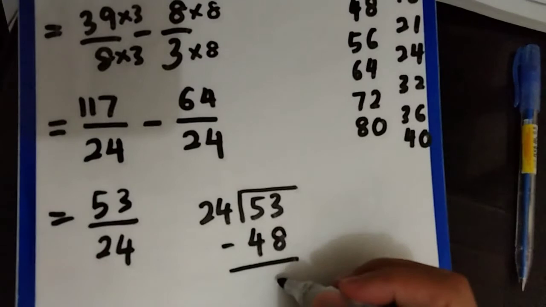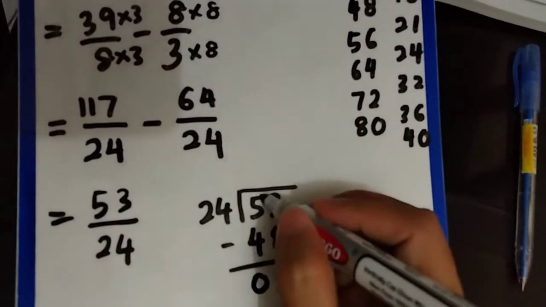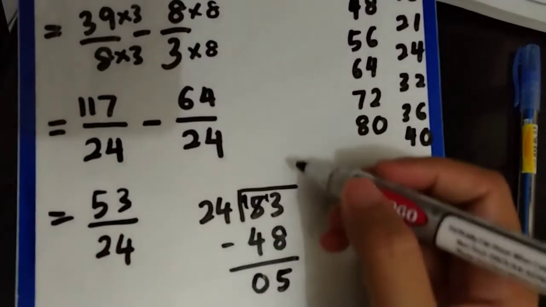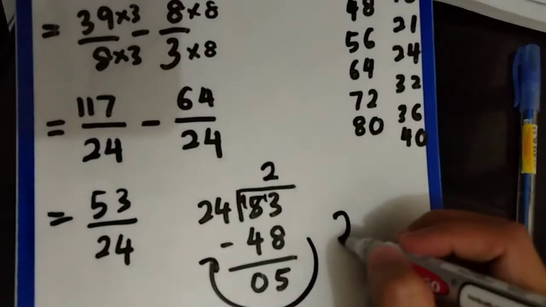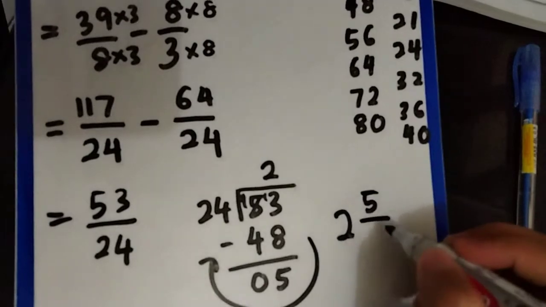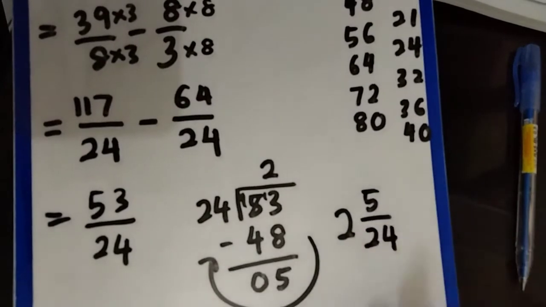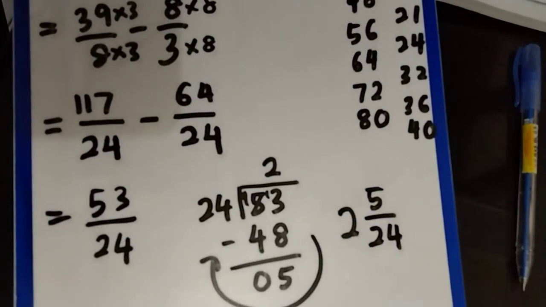48. You may use borrowing. You have to borrow from the next digit. How to write: 2 5 over 24. This is the final answer.